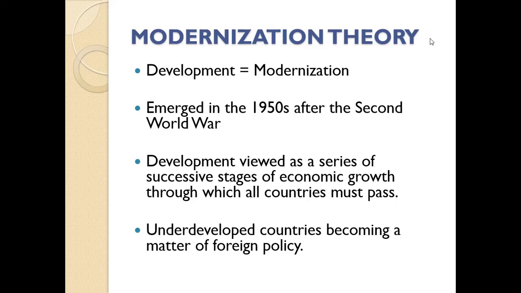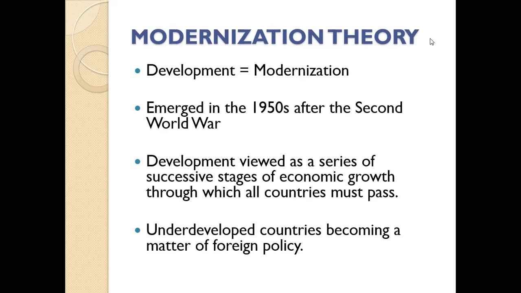Development, according to modernization theory, equals modernization, and this emerged in the 1950s after the Second World War. Development was viewed as a process whereby developing countries or societies can transition from stage to stage, championing economic growth, and that would be the right path towards development. That is how the countries that were developed had gotten where they were. So for developing countries to get there, they would also have to follow the same successive stages of economic growth.